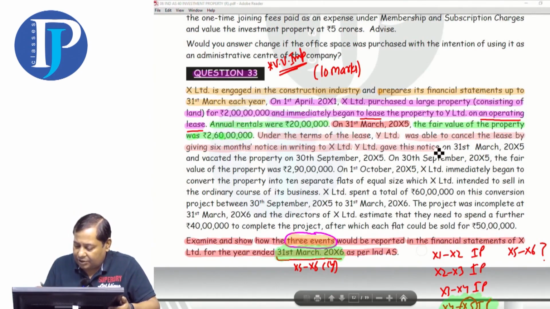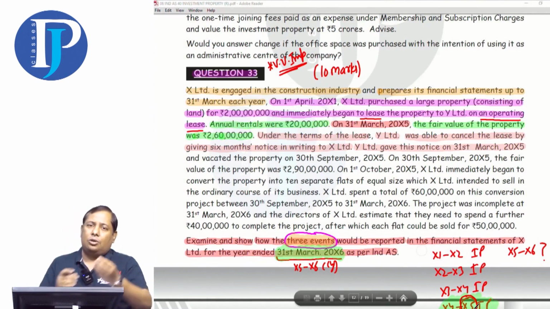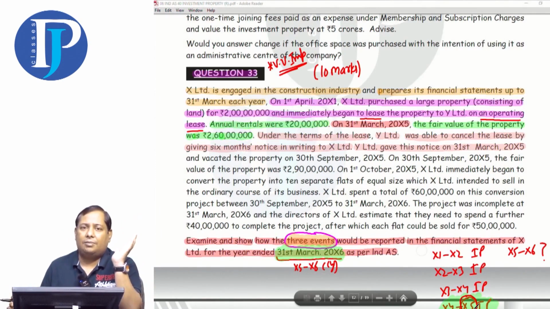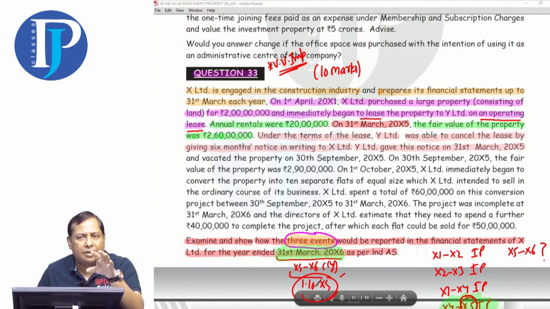Y Limited gave this notice on March 31st X5. Here, I am still standing on March 31st X5, meaning at the end of the 4th year. Its notice arrived in March. There is a 6 month notice. Add 6 months to March 31st, and the property will be vacated on 1st October. Here it is, 1st October X5. Your property will be empty because you received the notice in March X5 for the 6 months.